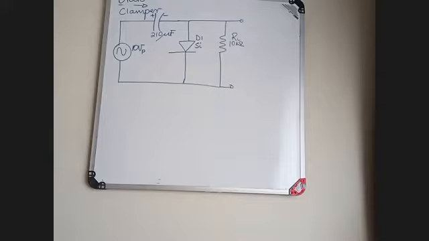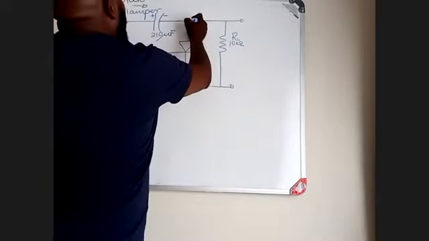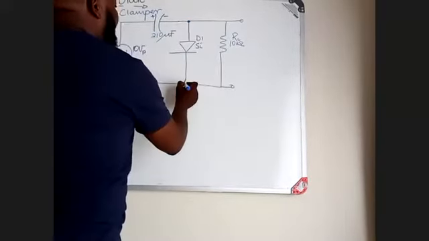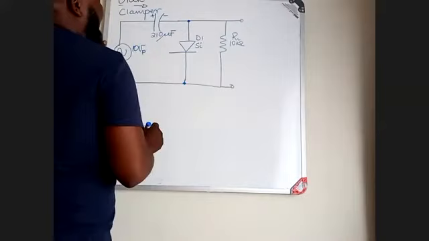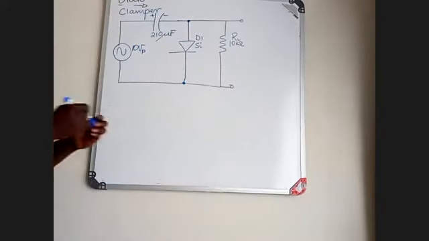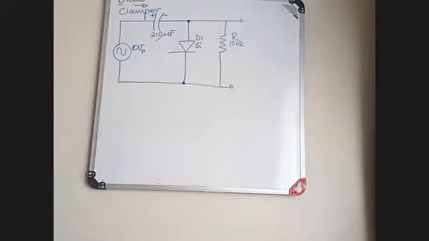Now, your diode and the load resistor must be connected parallel to each other. You will see that this circuit is similar to the clipper circuit.